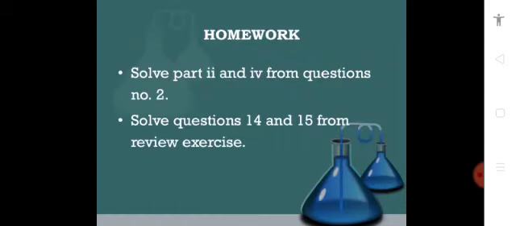Another factor that affects the vapor pressure is the nature of the liquid. The vapor pressure of a liquid decreases when intermolecular forces increase. Means the greater the intermolecular forces, the lower the vapor pressure will be.